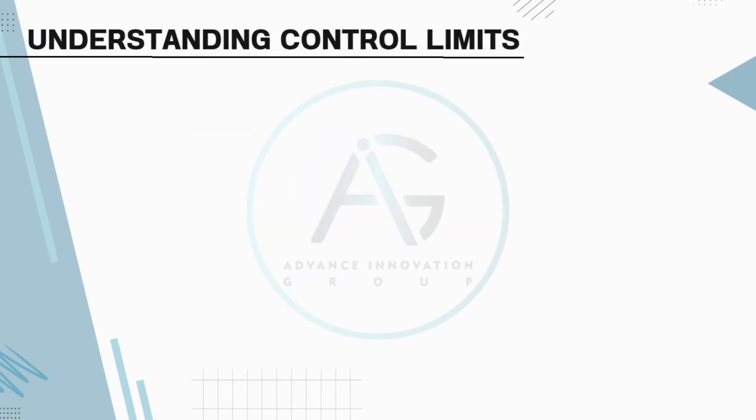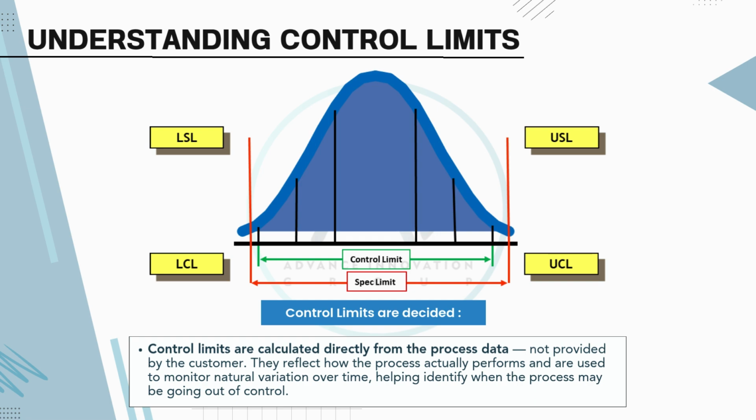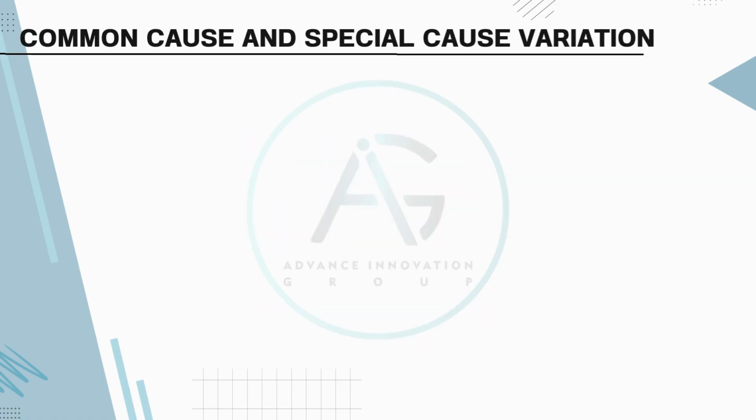Understanding control limits. Control limits, lower control limit, LCL, and upper control limit, UCL, are calculated from actual process data, not set by the customer. They reflect the process's natural variation and show whether it's stable over time. Unlike specification limits, control limits help us detect when the process may be going out of control, enabling early corrective action before defects occur.